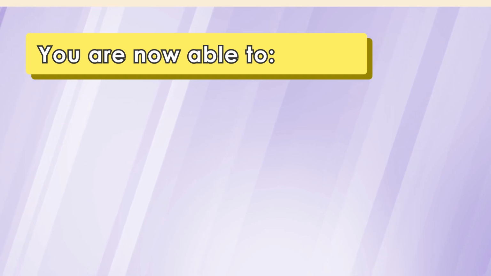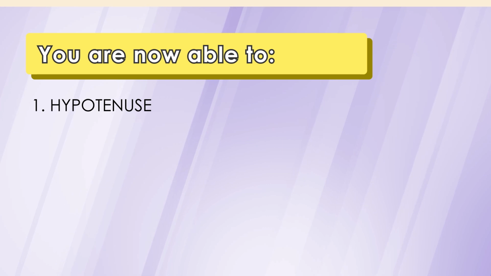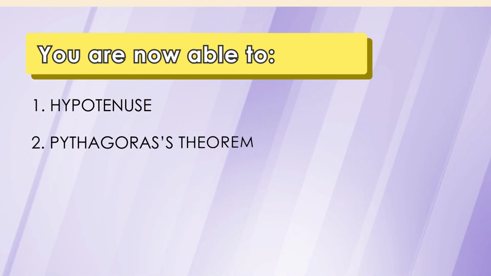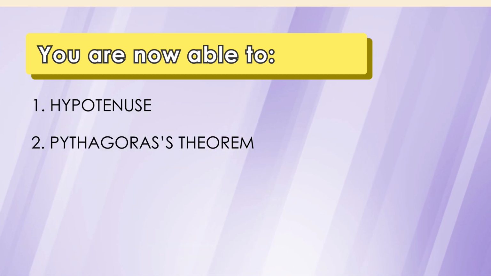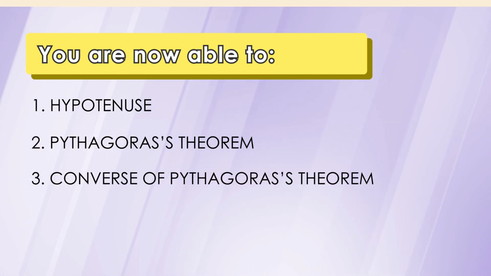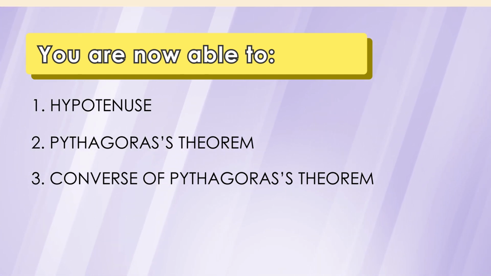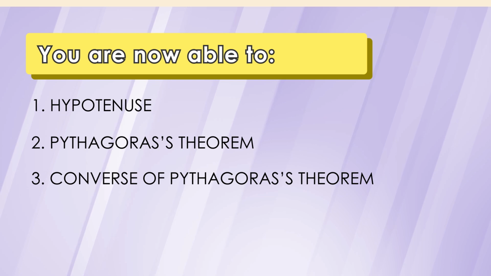Phew! We have reached the end of the lesson. Now, let's put our thinking hats on again. What did we learn today? You are now able to determine the hypotenuse of a right-angled triangle. Then, you studied the Pythagoras Theorem. We also learned about the converse of the Pythagoras Theorem. Finally, we answered a few questions based on the Pythagoras Theorem and its converse.